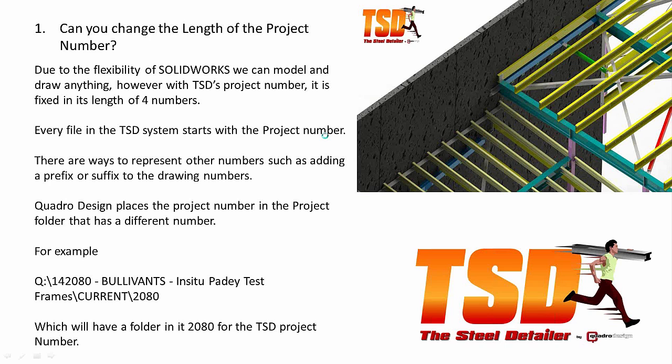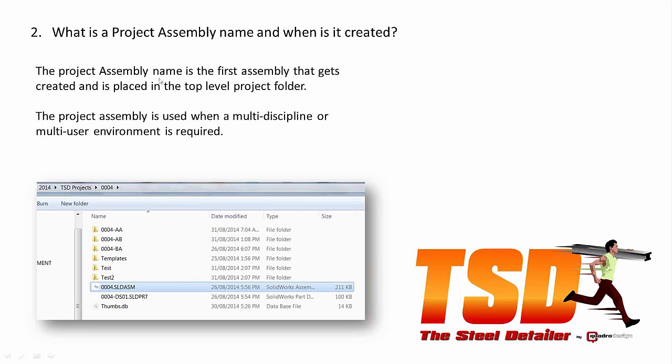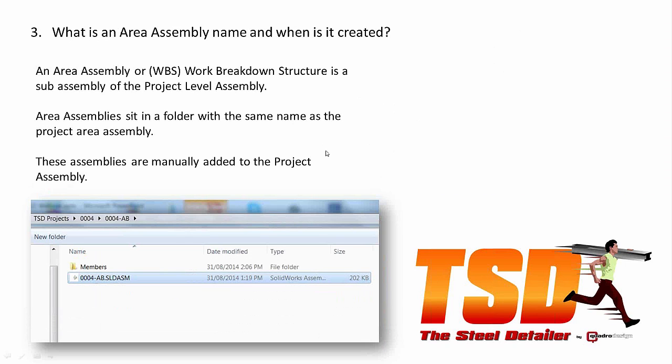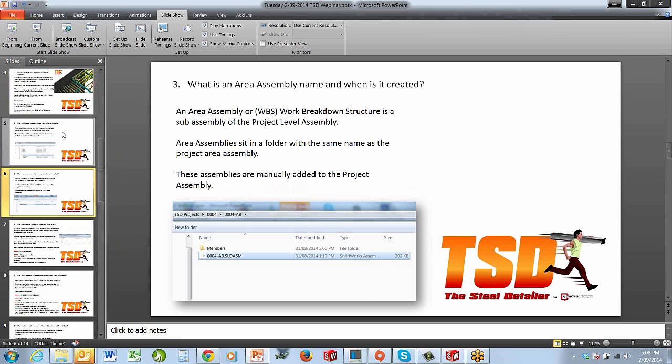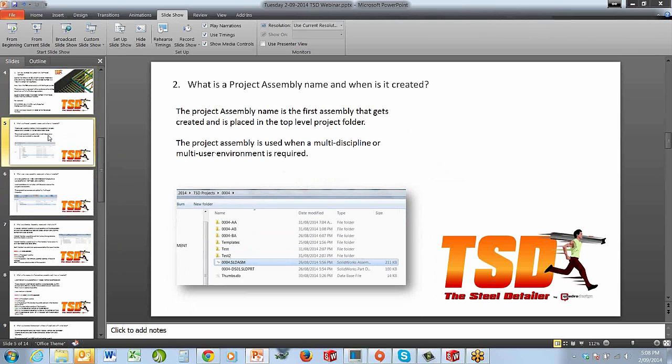So what is a project assembly name and when is it created? Well, the project assembly name is the first assembly that gets created and is placed in the top level project folder. The project assembly is used when a multidiscipline or multi-user environment is created or required. So I'm just going to escape out of that, go back up one so that you can see how that sits within the file structure.